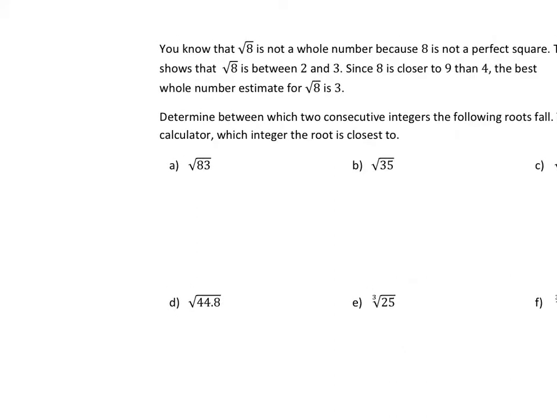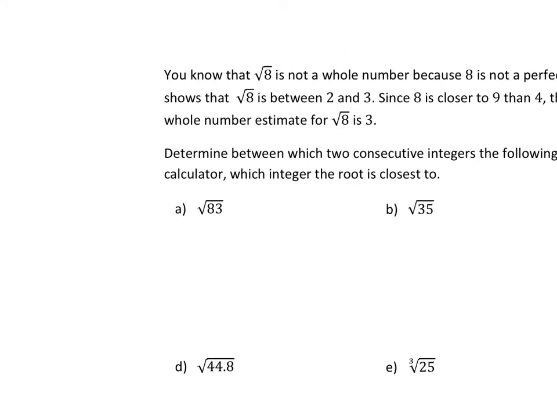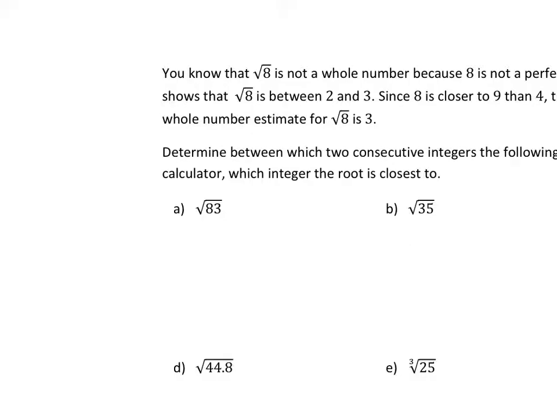So in the margin, either on the side or up top, write your perfect squares. 1 times 1 is 1. 1's a perfect square. 2 times 2 is 4. 3 times 3 is 9. 4 times 4 is 16, and so on. So 25, 36, 49, 64, 81, 100. We'll do some more here.